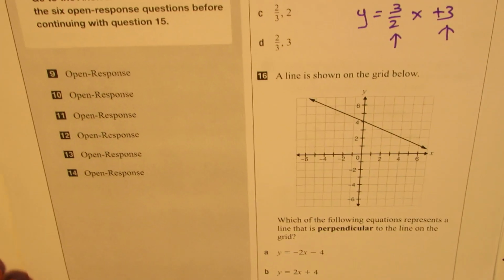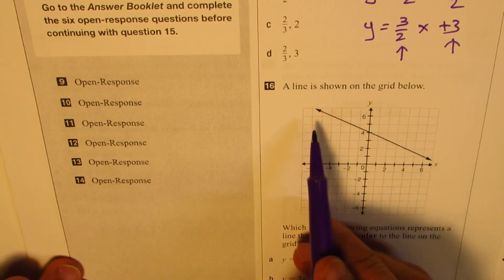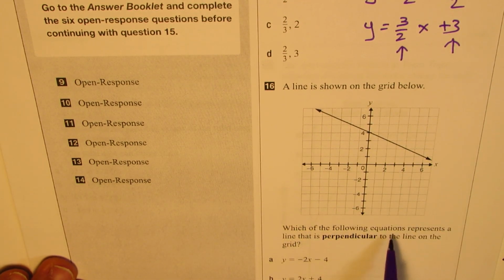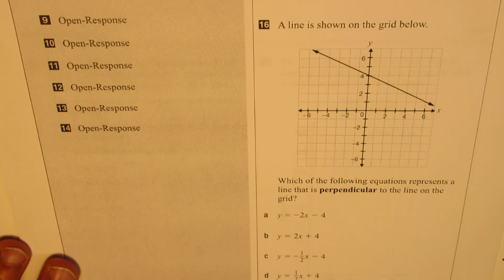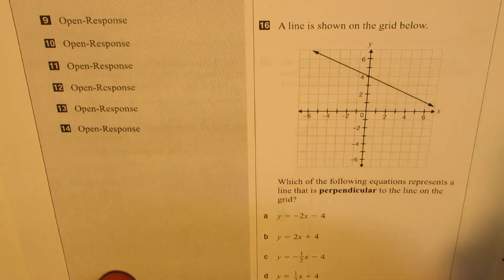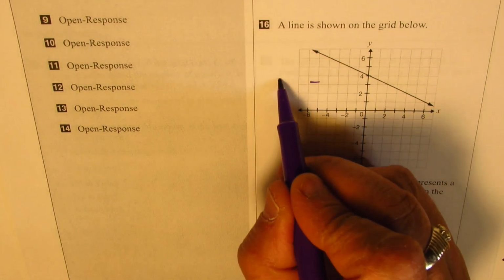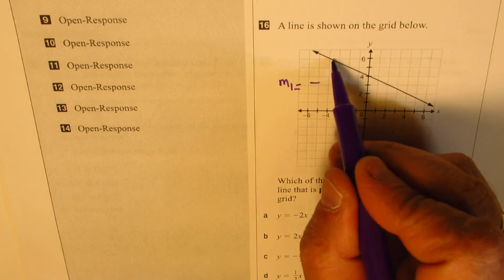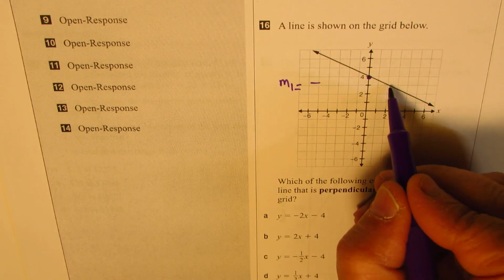Let's do question number 16 now. It says, a line is shown in the grid below. Which of the following equations represents the line that is perpendicular to the line on the grid? So perpendicular means negative reciprocal slope, right? So we need to find the slope of this. So this has a slope, let's say m1, which is negative since it is going down. So select 2 points, right? So any 2 points are good.